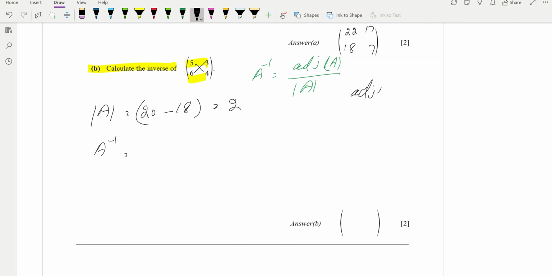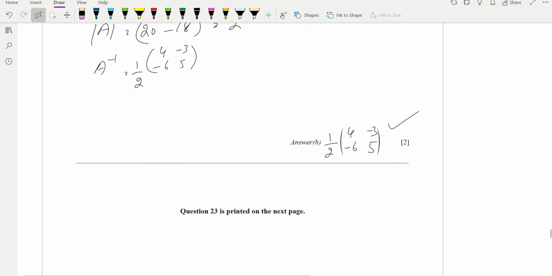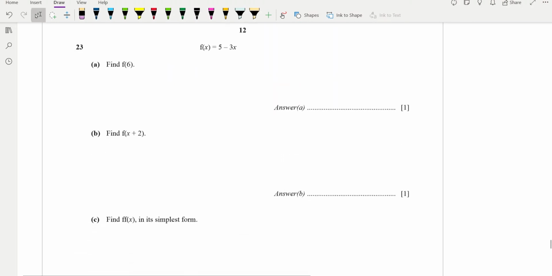Adjoint of A will be changing the location of 4 and 5 and changing sign for the other, so -3 and -6. This will be our adjoint of A, so we can write 4 -6 -3 and 5, and this will be 1 by 2. So our answer will be over here, 4 -3 -6 and 5. This will be the final answer. Hopefully you understood this. Now question 23.